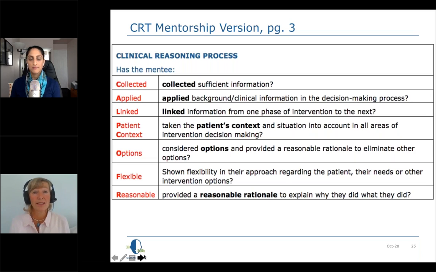Also, is the mentee considering options? And is there a reasonable rationale why they have chosen one particular option versus another one? Are the mentees showing flexibility in their approach regarding each unique patient, all their unique needs, and considering possible intervention options? And finally, but just as important, can they provide a reasonable rationale to explain why they did what they did?